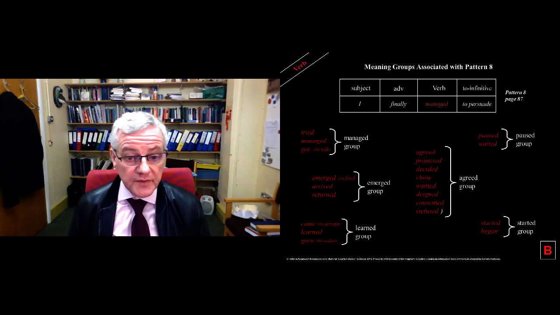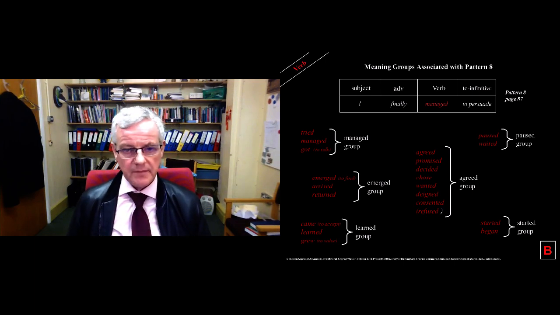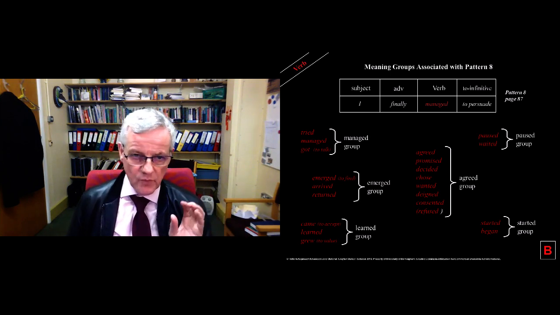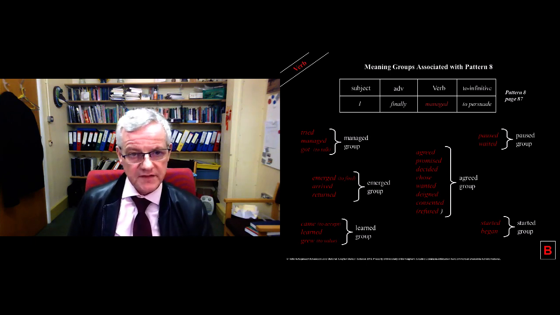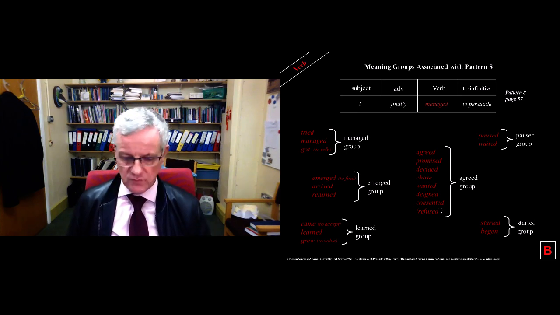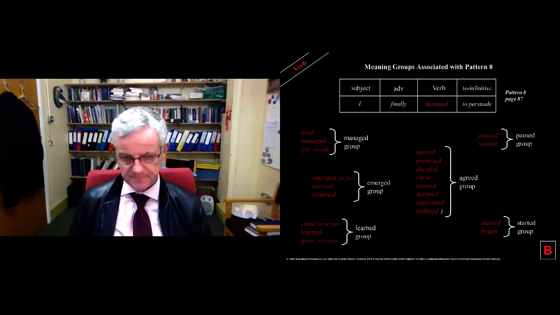You might want to make two groups out of that agreed group. I finally started to, I finally began to, so pretty near synonyms. I finally paused to, I finally waited to hear his answer. So again, the principle is coming over, this time with verbs, that a pattern with a slot in it, which in this case is a verb, the items that fill that slot, the verbs that fill that slot, will be semantically related. They will be able to group into what Jill Francis and Susan Hunston call meaning groups.